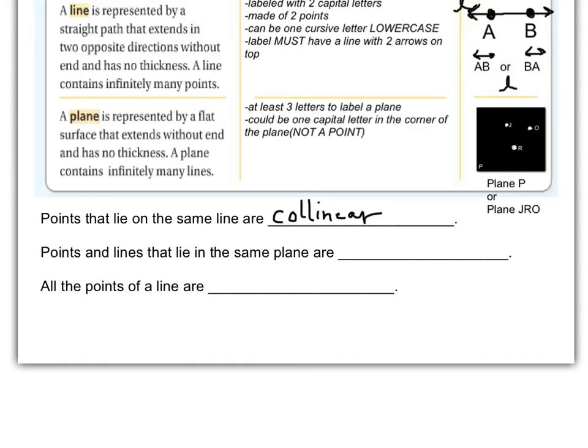These are collinear points. Okay? Points and lines that lie in the same plane are what we call coplanar points or coplanar lines. Okay? And then all the points of a line are both collinear and coplanar. They're on the same line, and they're also in the same plane. Two other vocabulary words that are, again, very, very important.